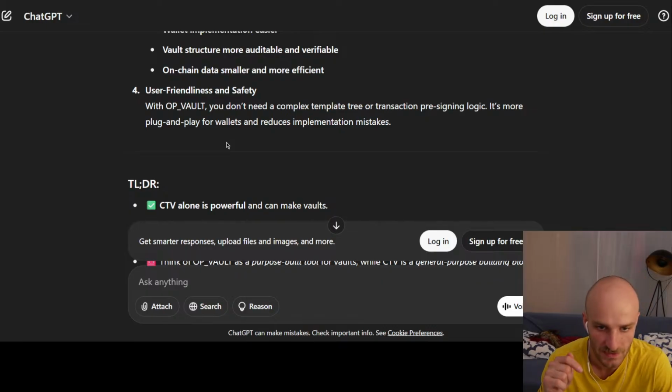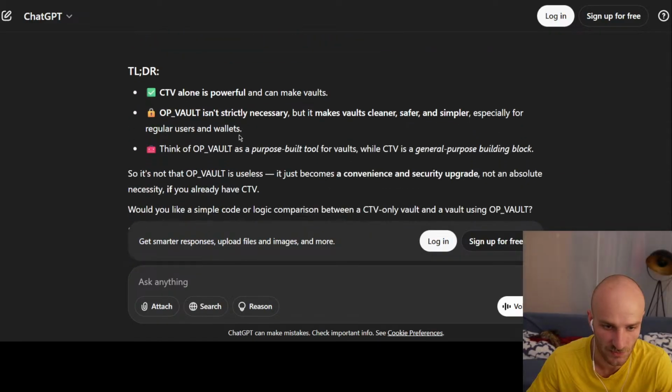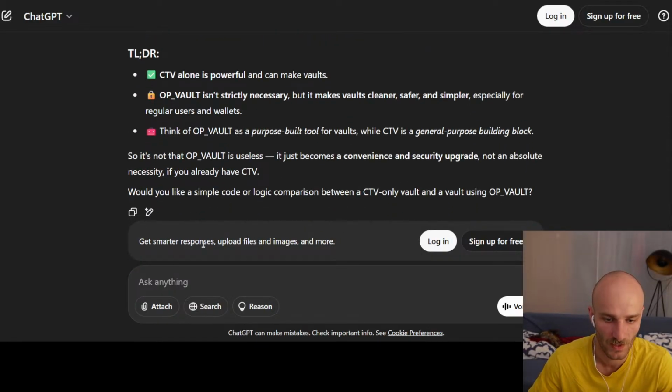User friendliness and safety. With OP Vault, you don't need a complex template tree or transaction preassigned logic. It's more plug and play for wallets and reduces implementation mistakes. Okay.